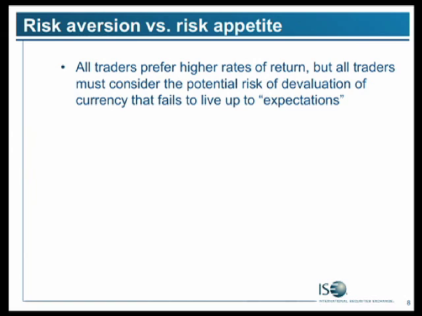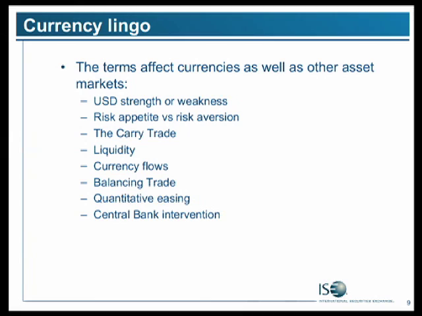All traders prefer higher rates of return. So that's the idea of risk aversion, risk appetite: if you're looking for a higher rate, you're taking more risk. So those higher rates also have the risk of potential devaluation, at least theoretically, of a currency that fails to live up to those expectations.